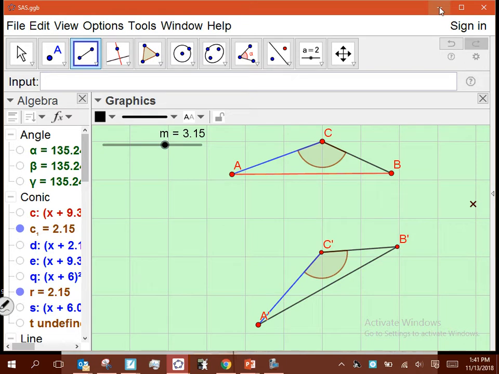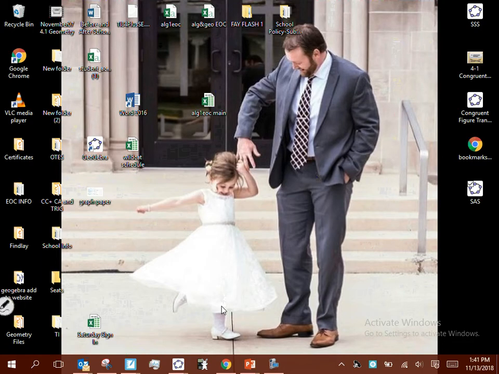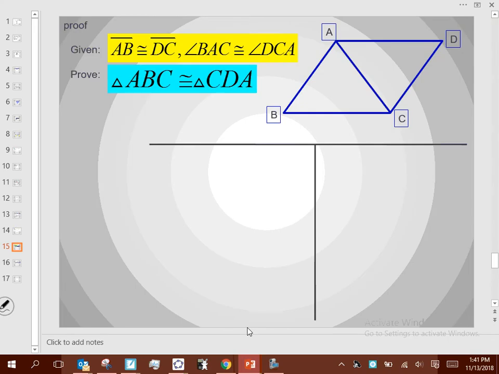But with angle, not guaranteed. Okay? And that's kind of what I want to talk about throughout the next couple of days: the arrangement of sides and angles that will guarantee congruence, and then the ones that will not guarantee congruence.